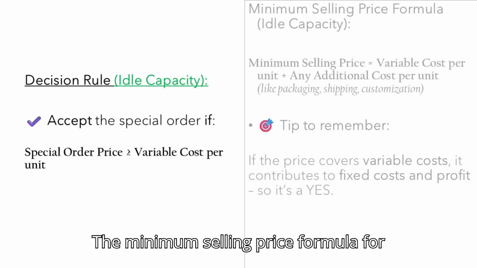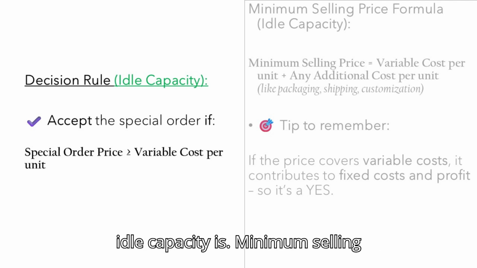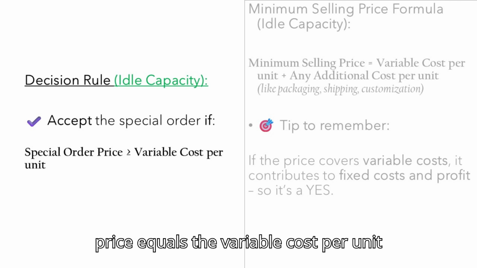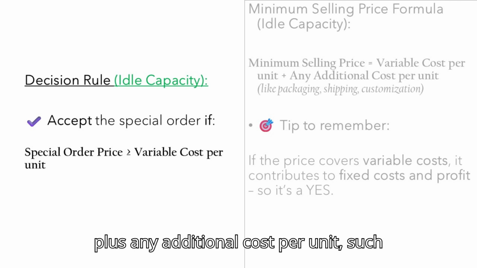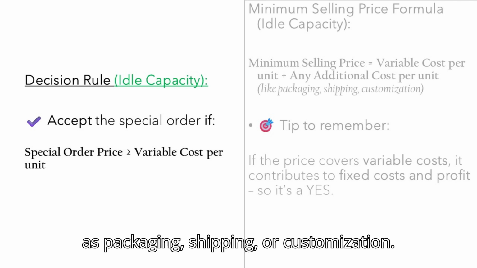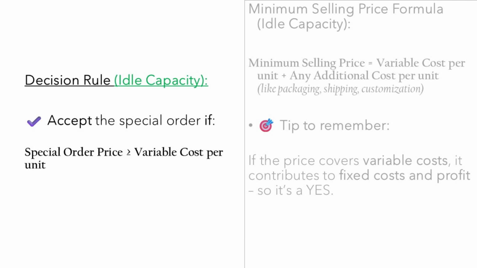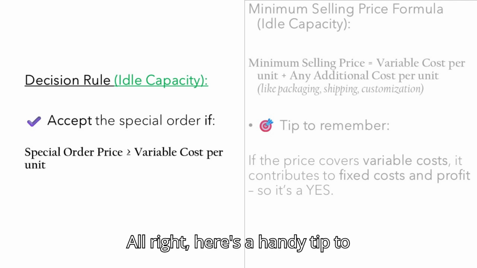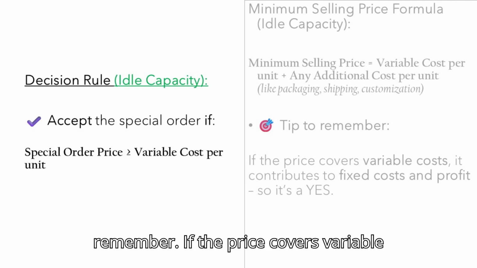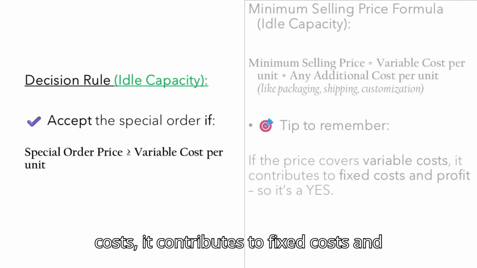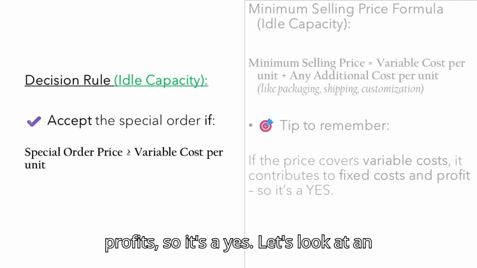The minimum selling price formula for idle capacity is minimum selling price equals the variable cost per unit plus any additional cost per unit such as packaging, shipping, or customization. Alright, here's a handy tip to remember. If the price covers variable costs, it contributes to fixed costs and profit, so it's a yes.